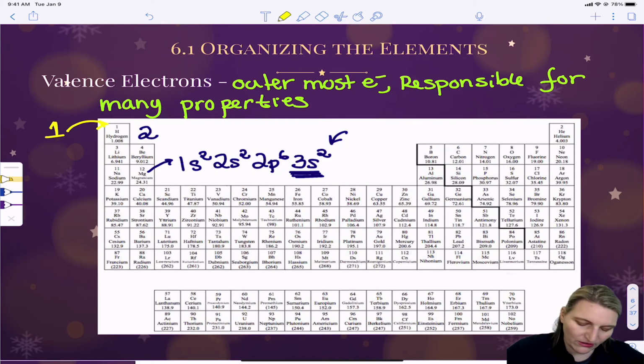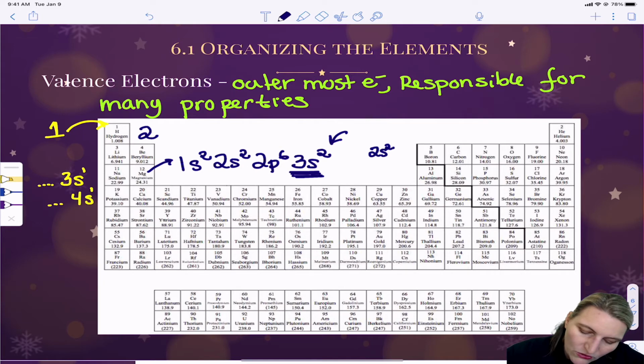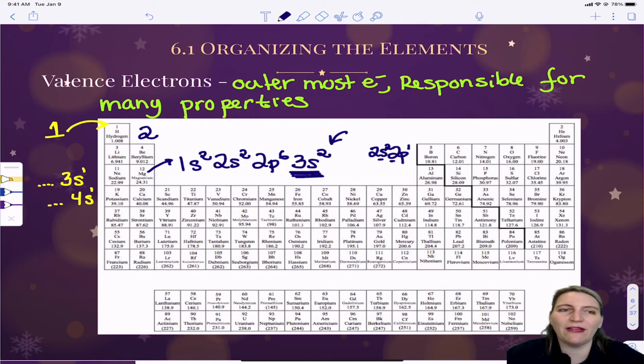Everything in hydrogen's column has 1 valence electron, right? If we were doing their electron configurations, for example, sodium would end in 3s1. Potassium would end in 4s1. They would all have 1 valence electron. Now, if we keep going all the way across, boron would end in 2s2, 2p1. So those are the same energy levels. So I add up the total number of valence electrons. 2 plus 1 is 3. And everything in boron's column has 3.